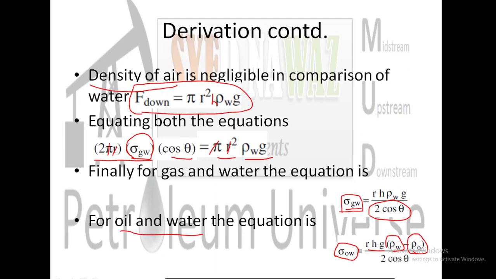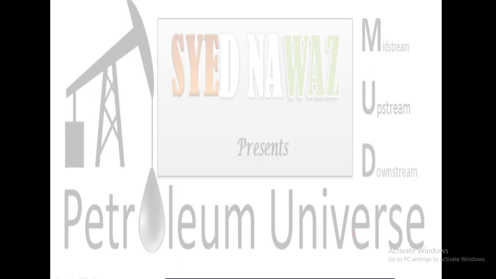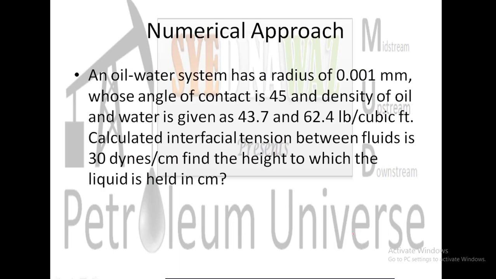oil, meaning the density of oil. Why I am considering oil here is that the density of oil is not negligible when compared with the density of water. The denominator is the same, 2 cos theta. Now you have everything, so let us approach numerical problems. Here you have a question that you can do as homework. Obviously I will show you the solution for this particular problem in the next video.